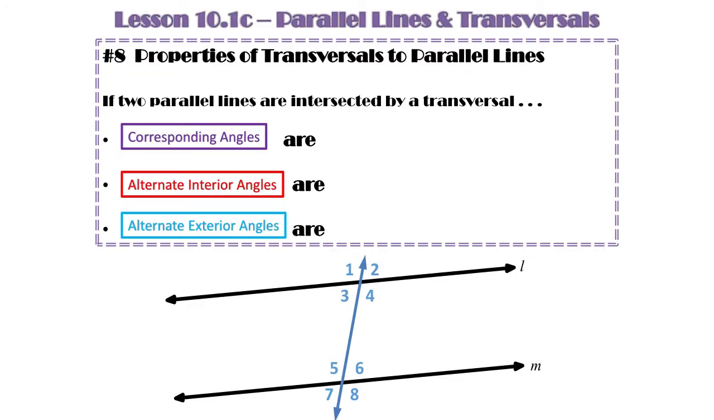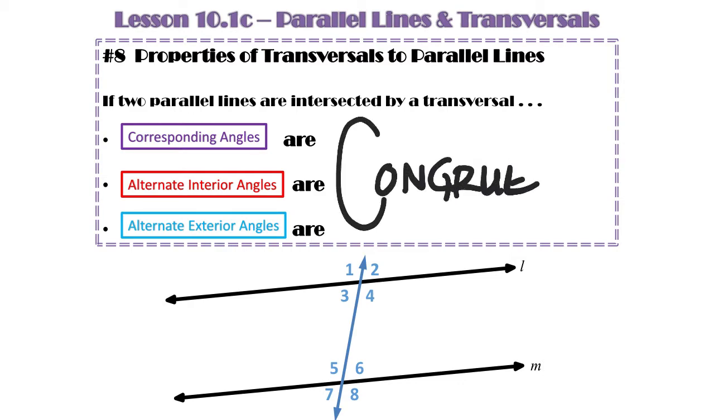So, if two parallel lines are intersected by a transversal, corresponding angles are blank, alternate interior angles are blank, and alternate exterior angles are blank. The blank we want on this one is congruent, and that's for all three of them. Congruent, which means, again, that they are all the same. Now, that doesn't mean corresponding angles are congruent with alternate interior angles or exterior angles. It just means that the corresponding angle pair is congruent.